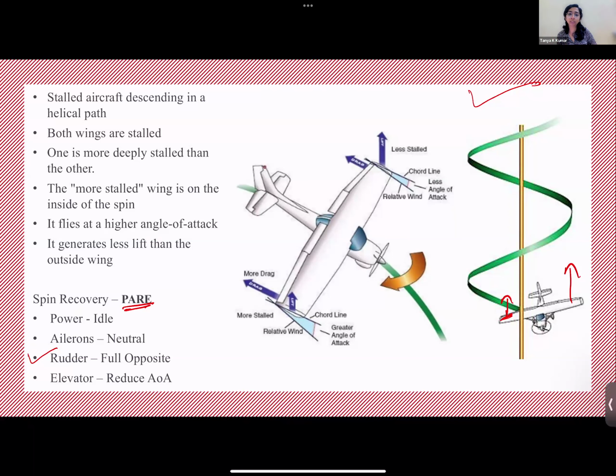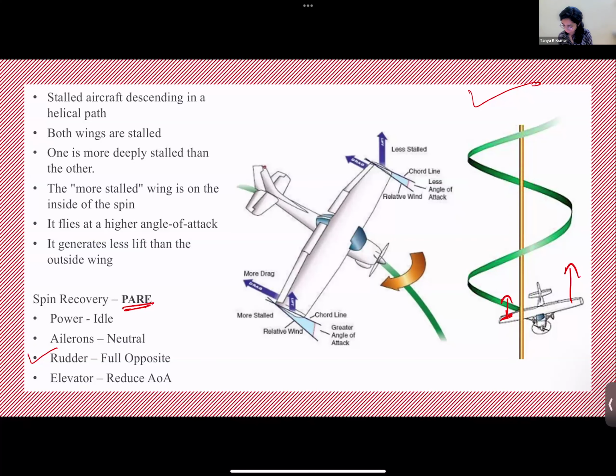So this is the process that is followed. First you set your power to idle, take off the power, set your ailerons to neutral, set your rudder in the completely opposite direction, and make the elevator deflect such that the angle of attack is reduced. Okay, so this is the sequence that you follow. But the primary control surface, what primarily takes care of the spin, is the rudder. I hope what a spin is is clear now, but I will try to come up with a video in the next class.